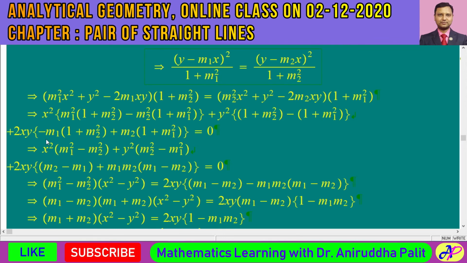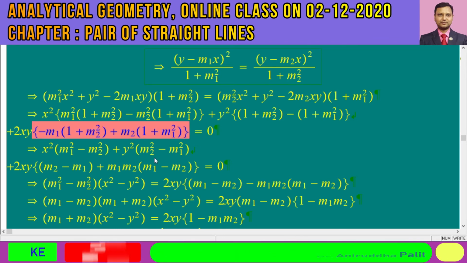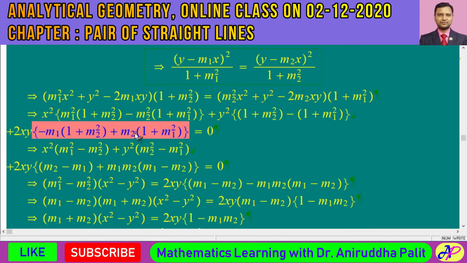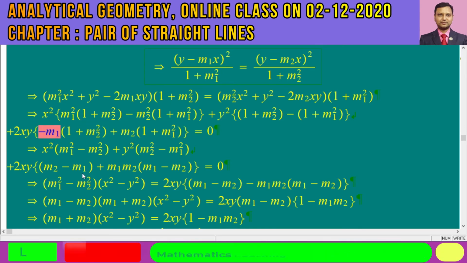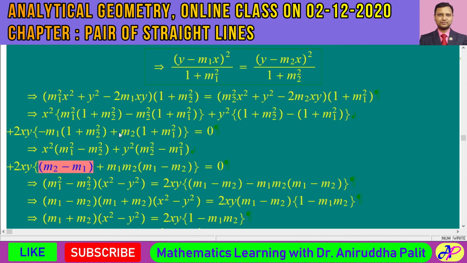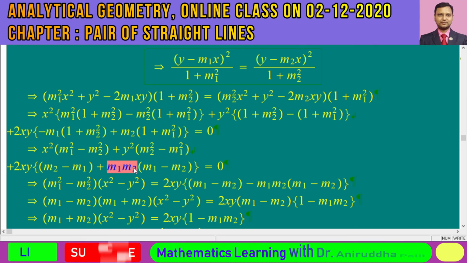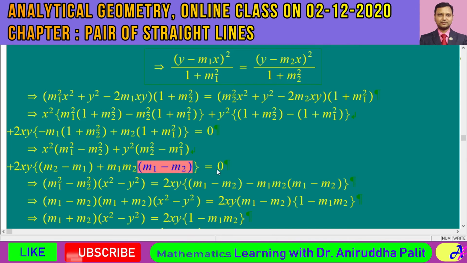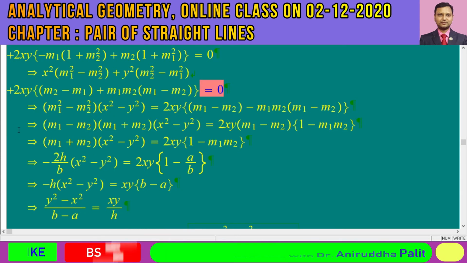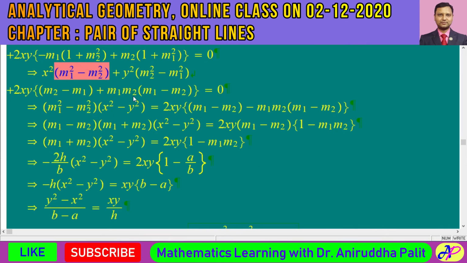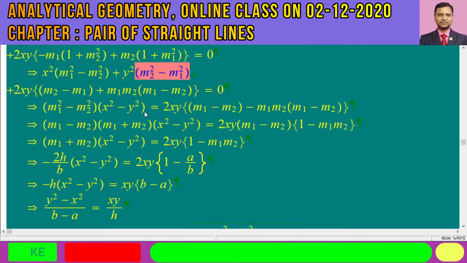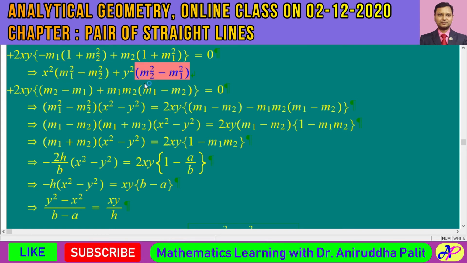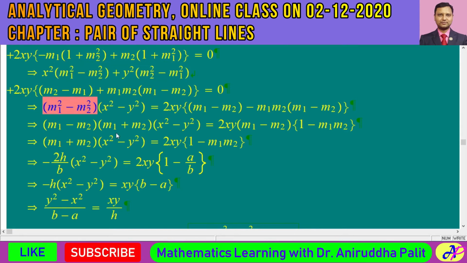And if we manipulate the coefficient of xy, from this part we have m2 minus m1. Again, from the remaining terms, we can take m1 m2 common. So we shall have m1 minus m2, and that is equal to 0 over here. Now you observe that this is m1 square minus m2 square, and this is m2 square minus m1 square. So in order to take something common out of these two terms, we can choose m1 minus m2 common. In that case, some negative sign would ultimately come over here.